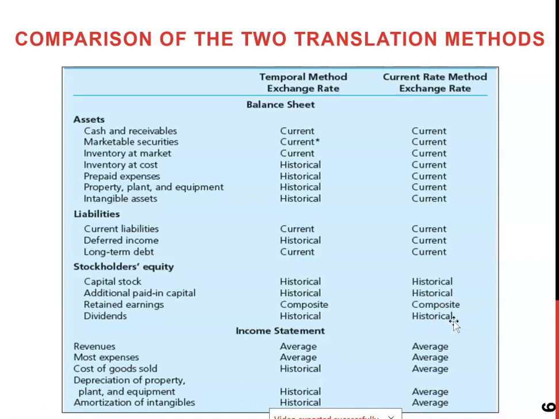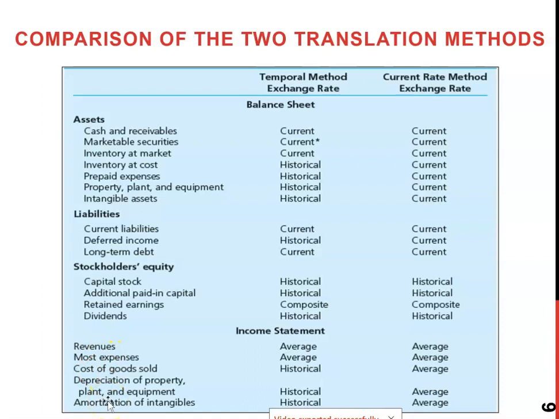So you don't need to memorize this chart. So let's focus on this chart. On the left side of this chart, you are seeing all the items from your balance sheet, and you will also see all the items from your income statement, right? For the balance sheet, you have assets, liabilities, stockholders' equity, and these are the common items of an income statement.